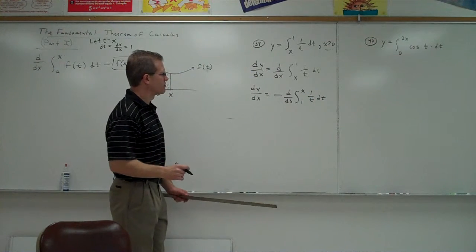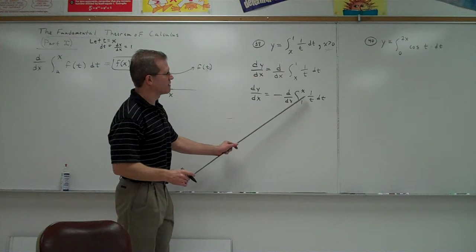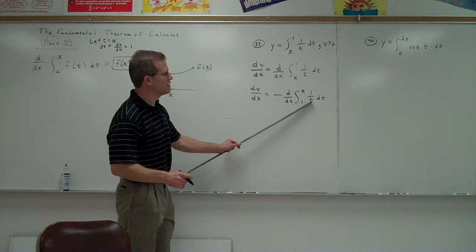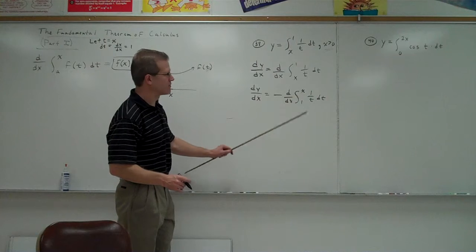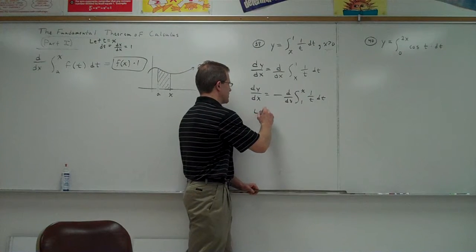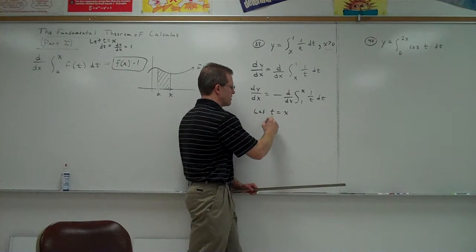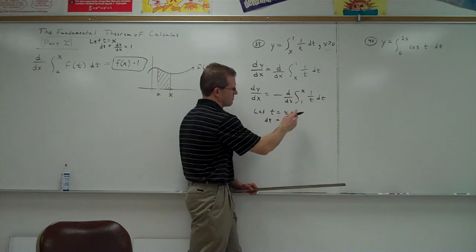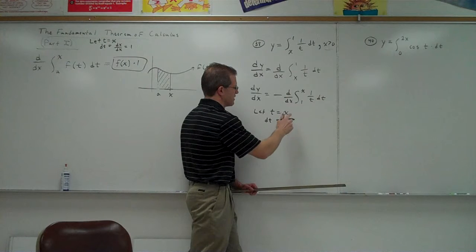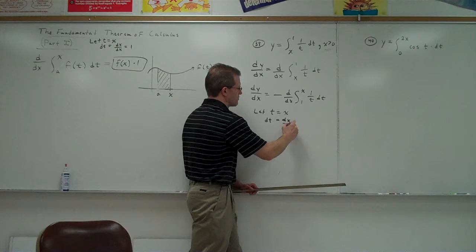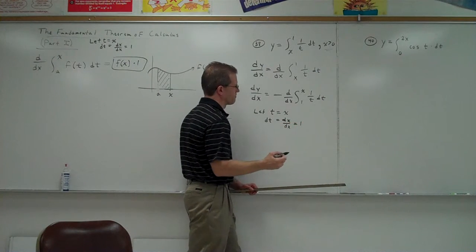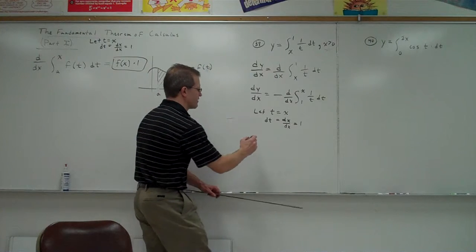Now we're ready to do the problem, really. Now we're going to let t equal x. You're always going to let t equal your upper bound. Okay? So let t equal x. So the derivative of t, dt means derivative with respect to x, is going to be the derivative of x with respect to x, which is just 1. So your answer is going to be this.